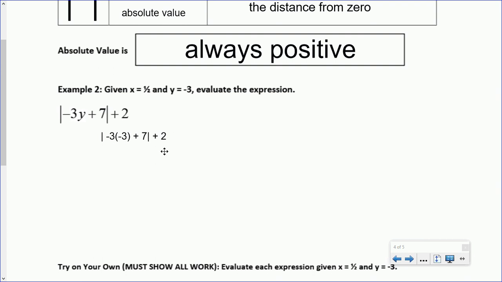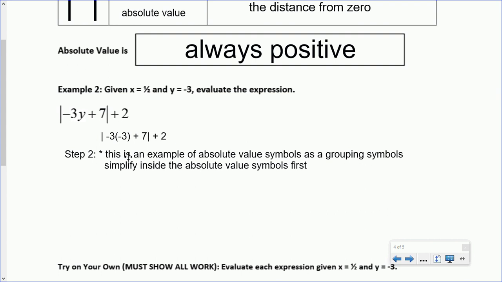So now I'm just going to go ahead and simplify. I'm going to work on the grouping symbols first. So -3 times -3 gives me a positive 9. 9 plus 7 will give me a 16. Once I have a single number in there, I can take the absolute value. So when I say, what's the absolute value of 16? How many spaces away from 0 is 16? 16 places. So the absolute value of 16 is 16. 16 plus 2, 18. That's all I'm doing.